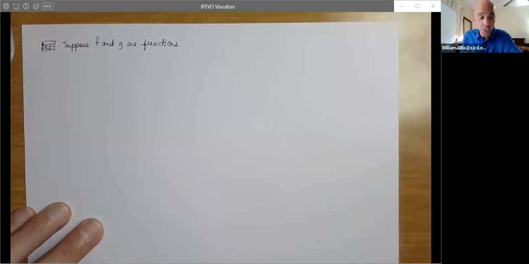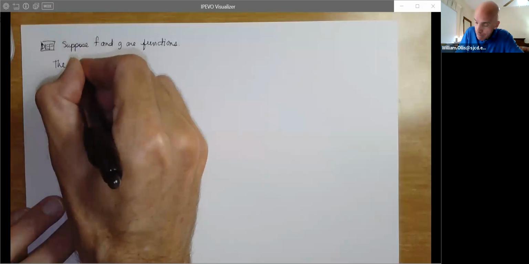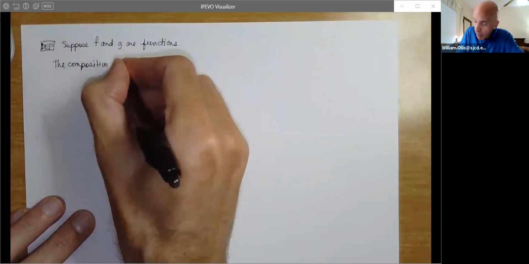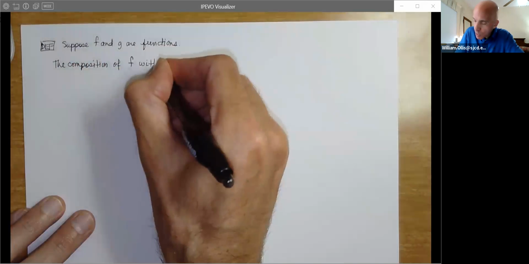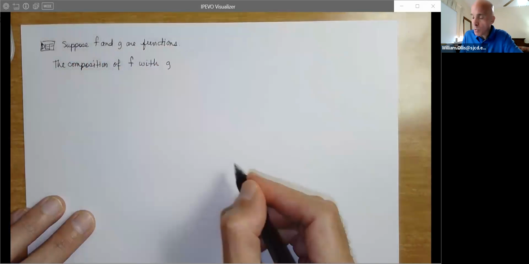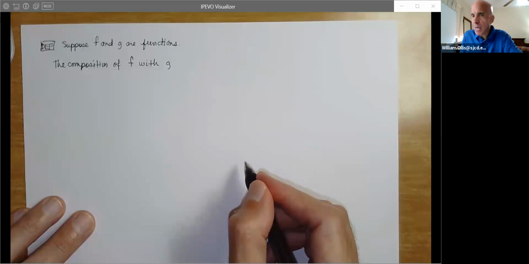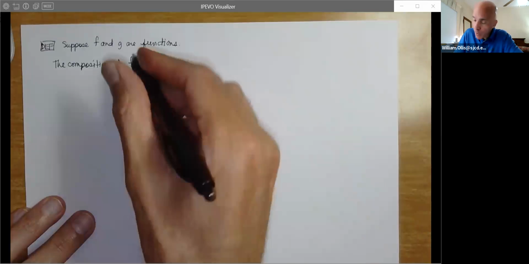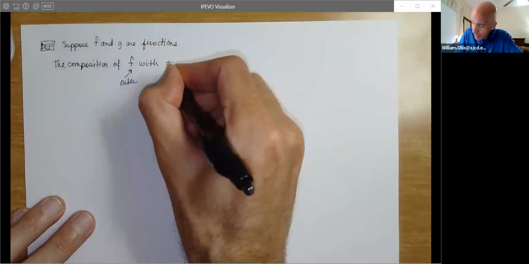So suppose f and g are functions. So the composition of f with g. Sometimes there's an "and", but normally we want to say the composition of f with g. And if there's an "and", that's okay. But this pretty much says that f will be the outer function and g will be the inner function.